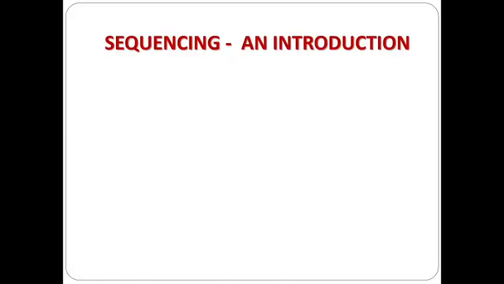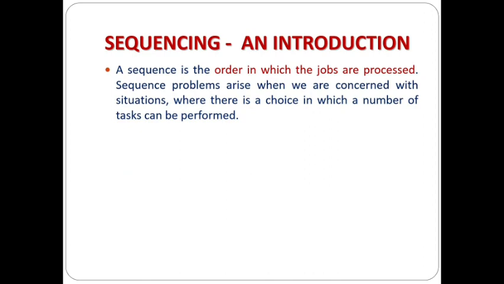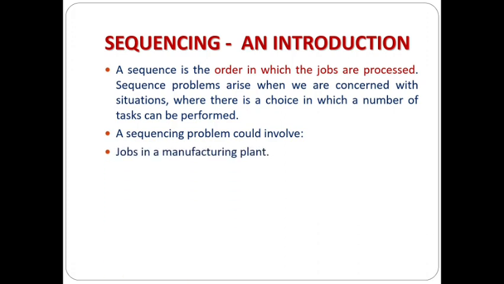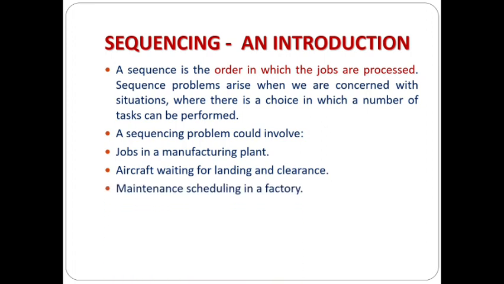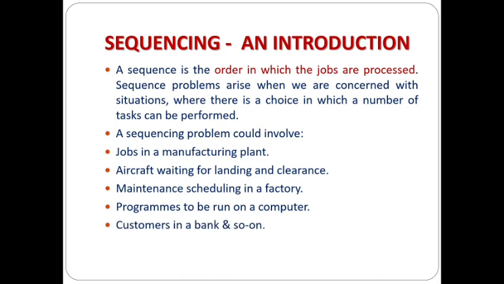What is sequencing? A sequence is the order in which the jobs are to be processed. These sequence problems arise when we are connected with situations where there is a choice in which a number of tasks can be performed. A sequencing problem could involve jobs in a manufacturing plant, aircraft waiting for landing and clearance, maintenance scheduling in a factory, programs to be run on a computer, customers in a bank, and so on.